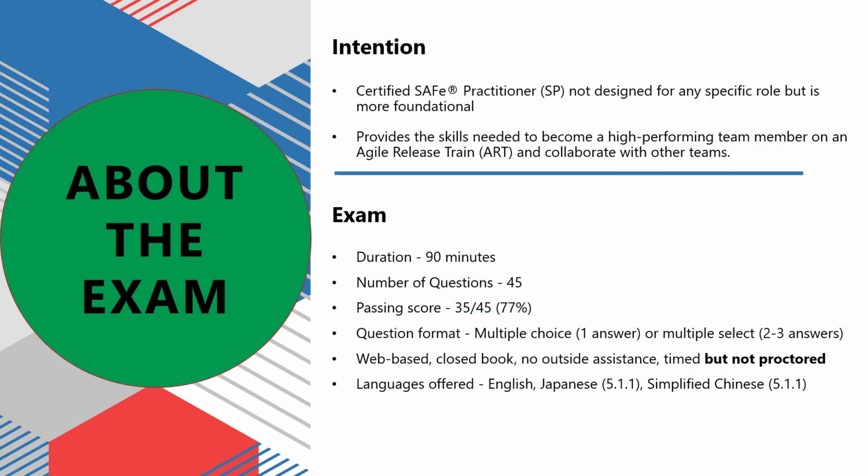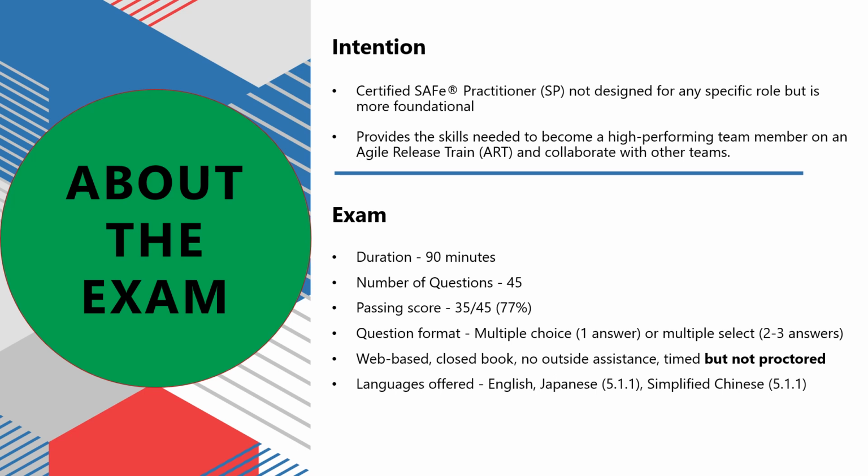This certification is a foundational level course and it is not intended for any specific role. So irrespective of any role you can appear for this exam. So this is your first stepping stone in the world of SAFe and Agile, and it provides you the skills which are required for every team member in order to work in an Agile release train and to collaborate with the other teams. Now the exam is of 90 minutes and it contains 45 questions, which means 2 minutes per question. And out of 45, you have to answer at least 35 questions correctly.